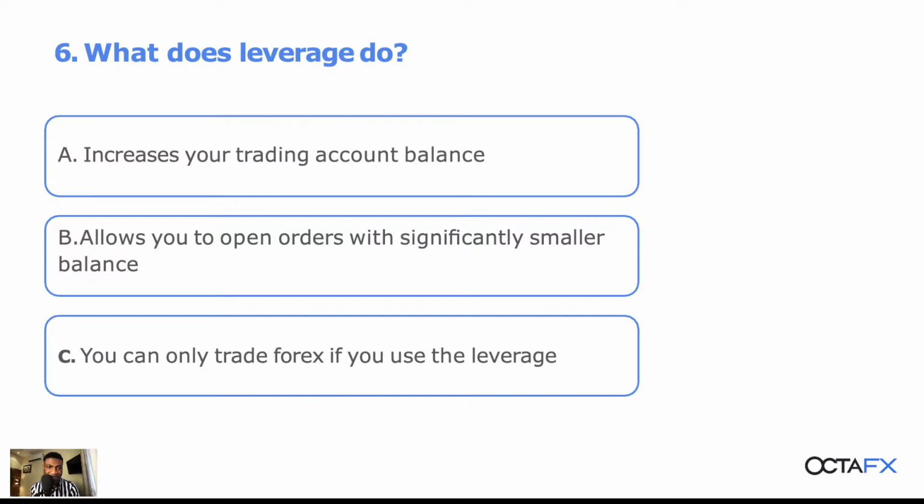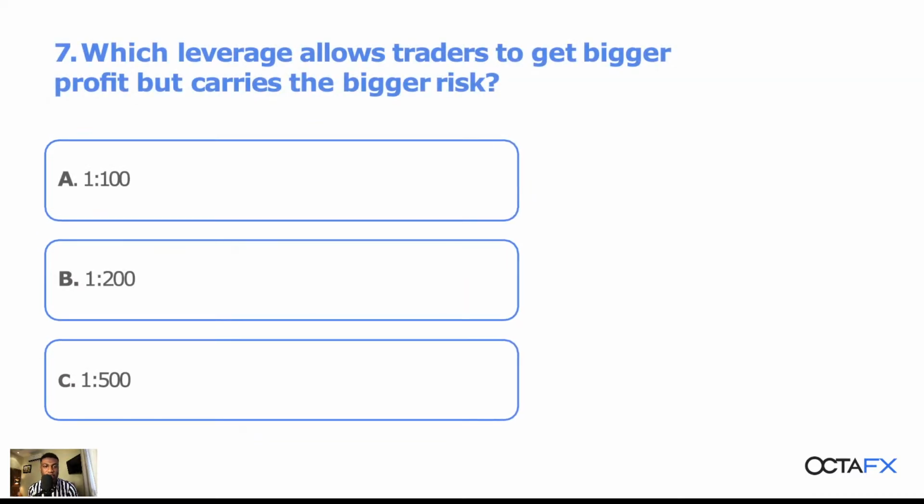Okay, well, who knows? Who knows the correct answer? We have to wait to get the correct answers in the part 2 of the OctaFX live quiz. Daniel says 6 is B. We'll find out. Okay, so I'm going to the 7th question. Question number 7. Which leverage allows traders to get bigger profit but carries the bigger risk?